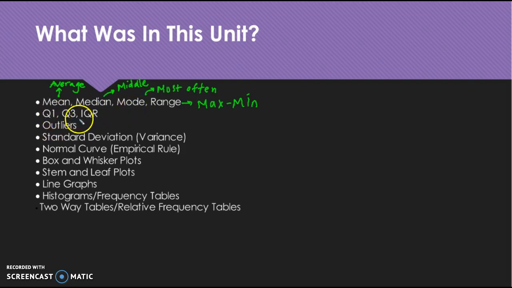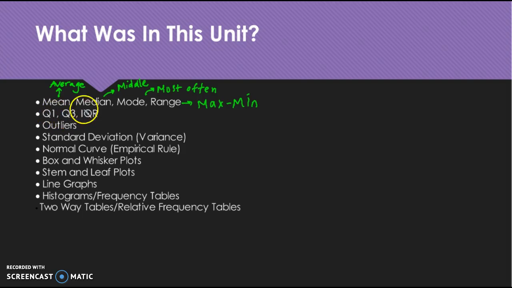Then we moved into Q1, Q3, and IQR. So your Q1 is just the median of the lower half of your data. The Q3 is the median of the upper half of your data. All right, so remember, we're dividing into quarters, so we're taking our data and dividing it into fourths. So the middle, the half and half, is going to be our median, and then half of the lower half is Q1, half of the upper half is Q3.